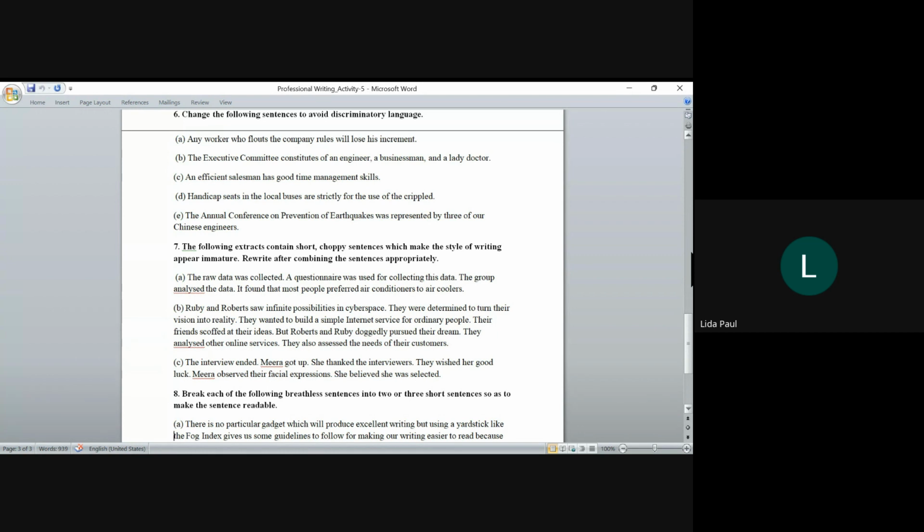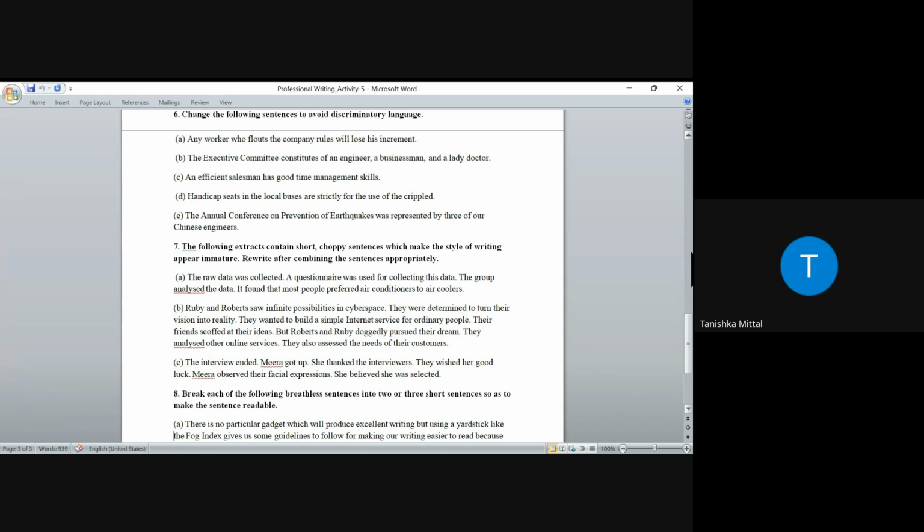The raw data was collected. A questionnaire was used for collecting this data. The group analyzed the data. It found that most people preferred air conditioners to air coolers. Now, do you see what I was talking about, the problem of using short sentences only? When you read this first question, what can you relate to from what I was saying about using only short sentences?